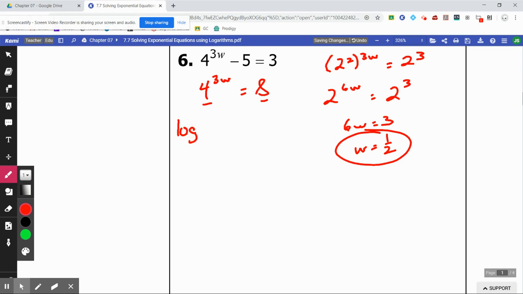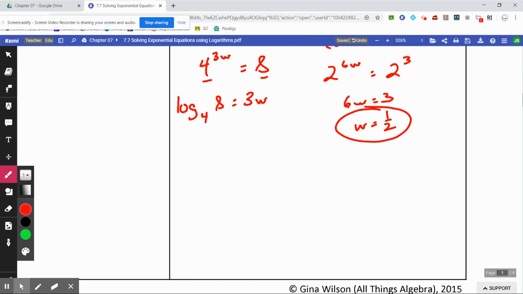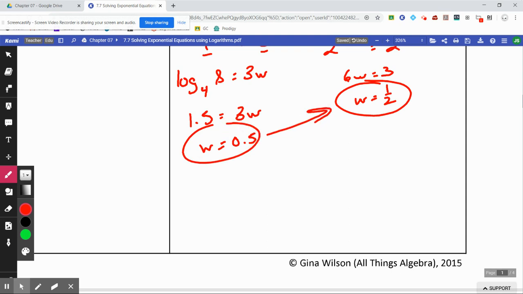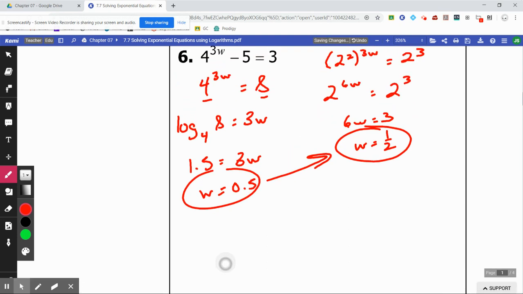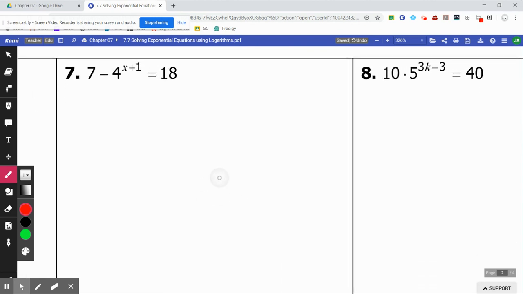This would be log base 4 of 8 is equal to 3w. When you type log base 4 of 8 into your calculator, you actually get 1.5 is equal to 3w. When you divide by 3, you get w equals 0.5, which is again the exact same answer we just got. So that one, anytime you can turn them into the same bases, please do so. It's much easier.